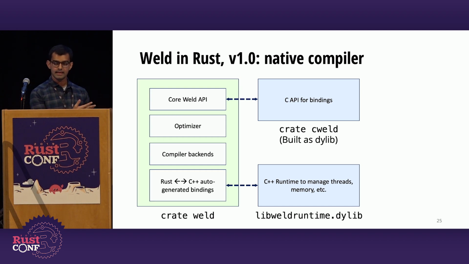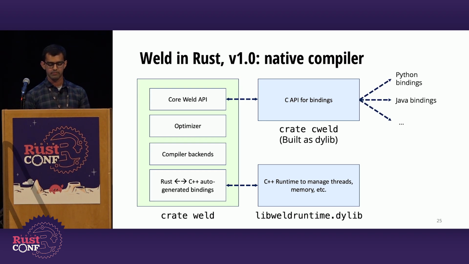To build on the bindings that we had from before, so we had bindings for Java and Python, we basically built a C API, and I'll talk a bit more about how we did this in a few slides. And then these C API bindings basically just mapped into our existing bindings for languages like Python and Java.